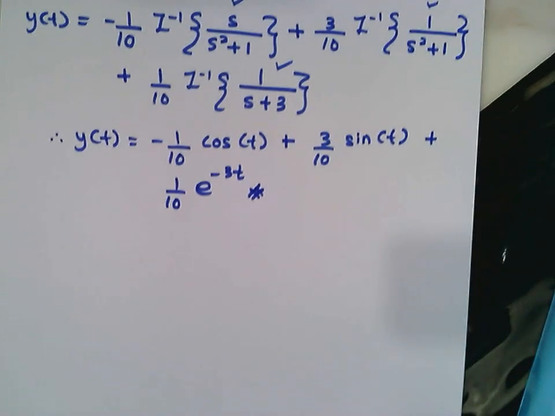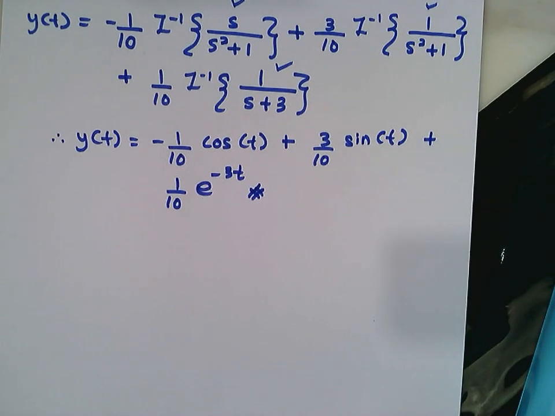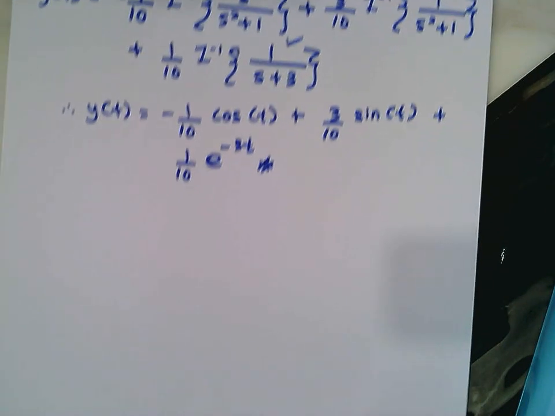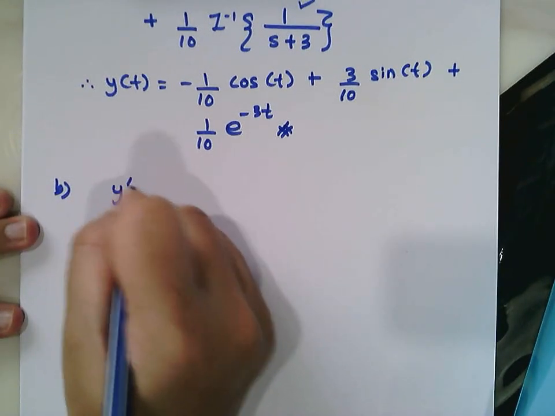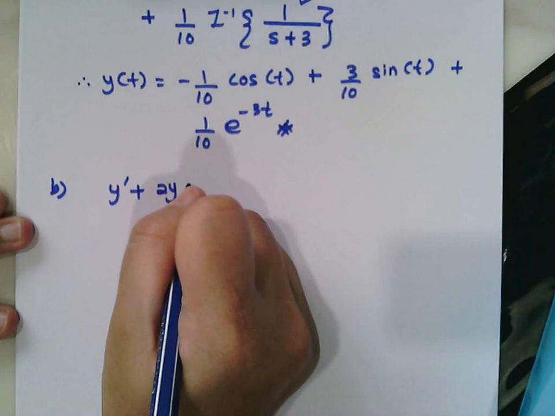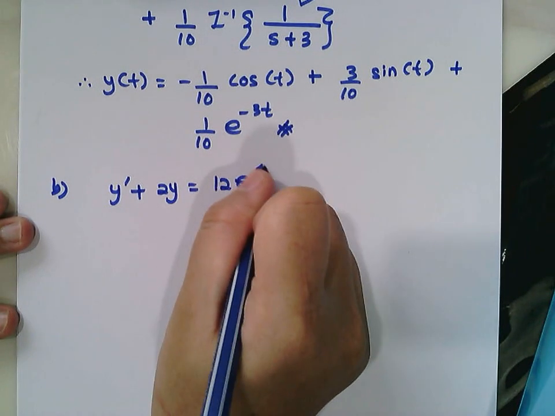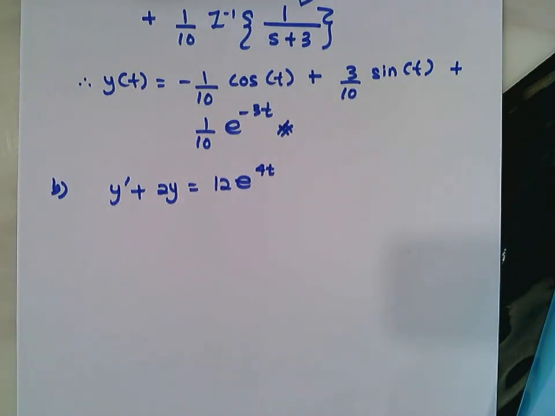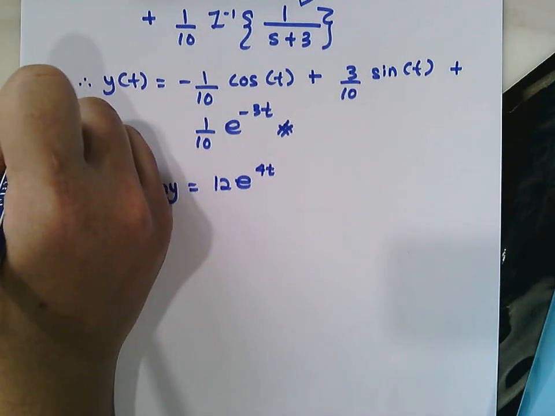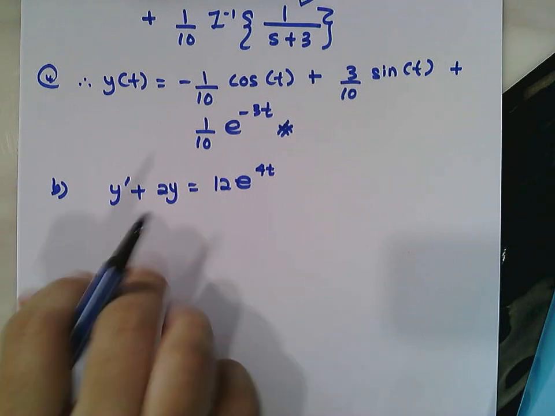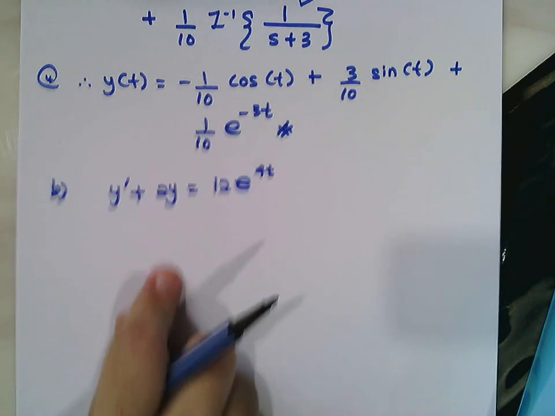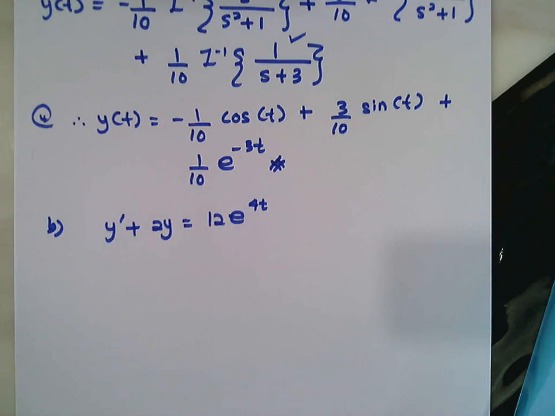So let's proceed with the second example, where you have y prime plus 2y is equal to 12 e to the power of 4t. Okay, so this is number 4. So how to solve this one? So first you need to apply, oh sorry, this is number 5.